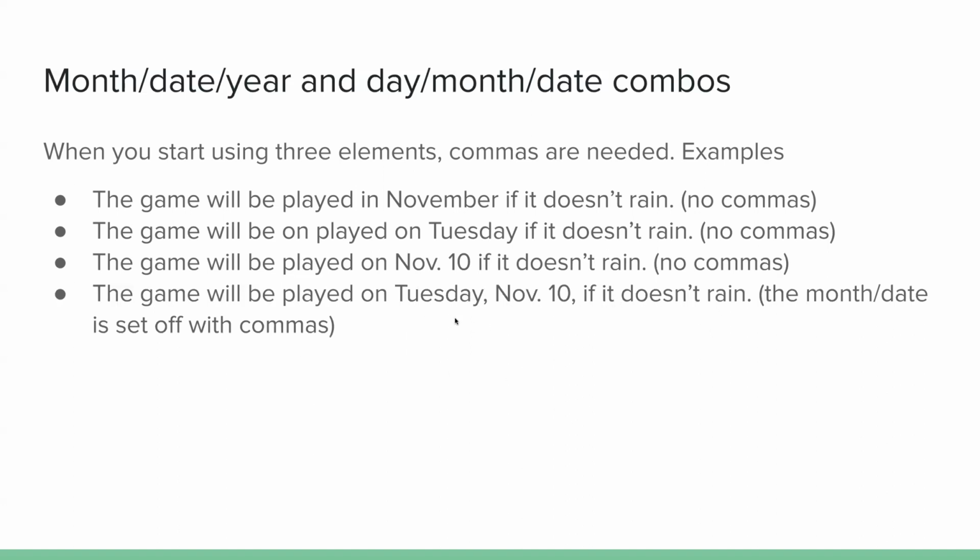Now we've got 3 things: Tuesday, November, and 10th. When this happens, whatever element is second, in this case the month-date combo, gets set off with commas. So it's Tuesday, comma, November 10th. These commas kind of work like parentheses. There's one before and one after. The only way that they're not like parentheses is that if this was the end of the sentence, you would just put a period there. Okay.